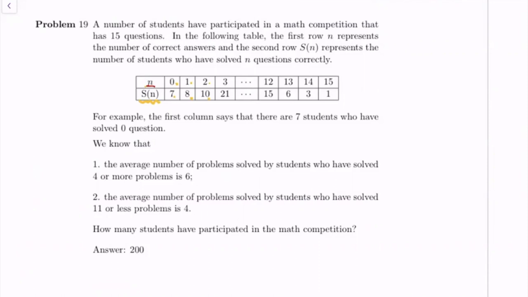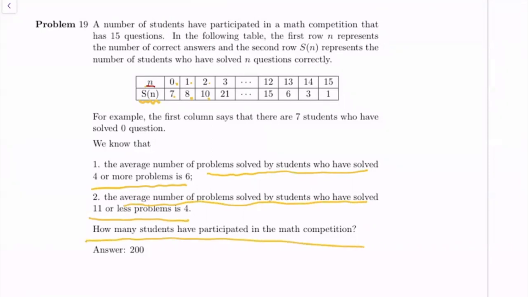Okay. Now we know the average number of problems solved by students who have solved four or more is 6. The average number of problems solved by students who have solved 11 or less is 4. The question is how many students have participated in this math competition. All right, let's use a little algebra, okay? Let's put X. So what is X?